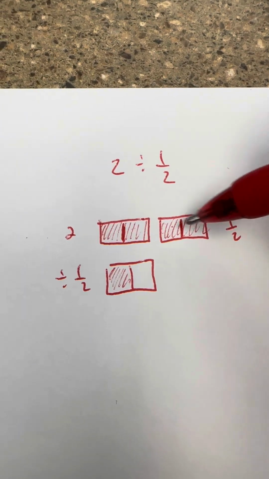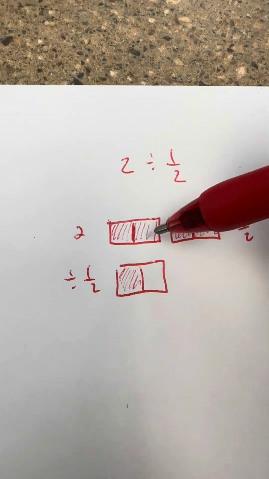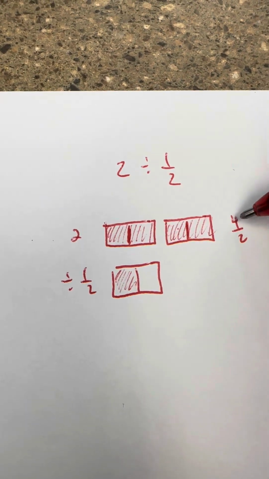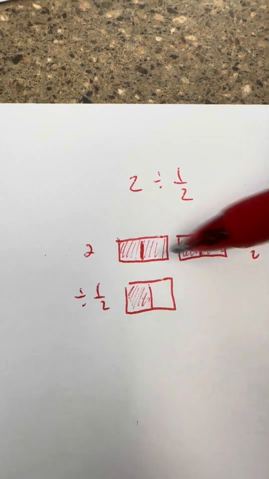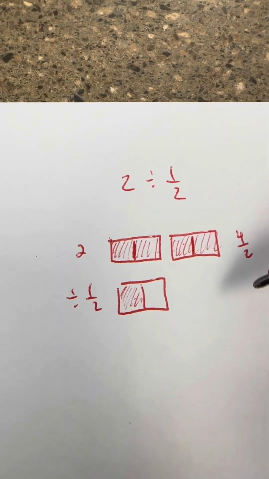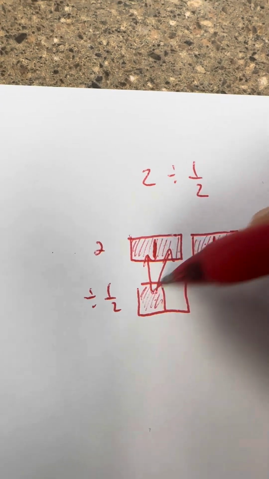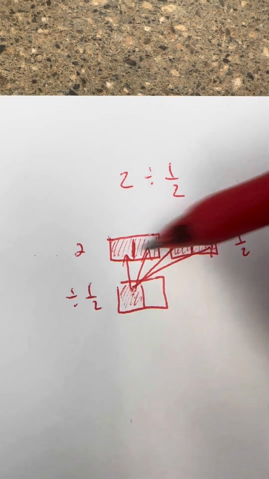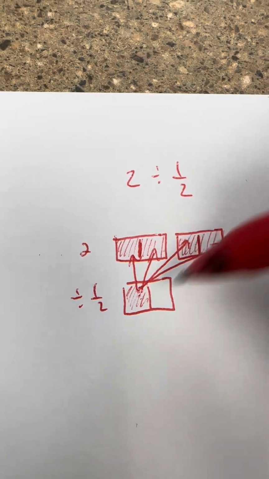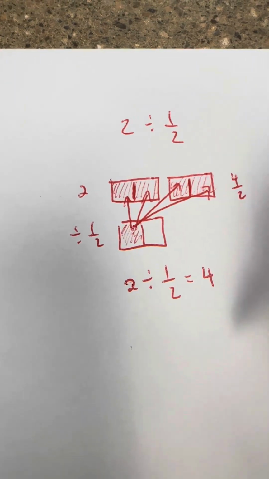So I'm going to cut this in half and cut that in half. And I'm just going to put a label on the side. I can see that 2 whole rectangles is the same thing as 4 halves: 1, 2, 3, 4 halves. So my question again is, how many times does 1/2 fit into 4 halves? From here, you can see that it goes into it 1, 2, 3, 4 times. So that means that 2 divided by 1/2 is equal to 4.